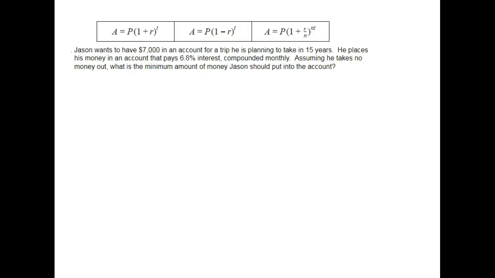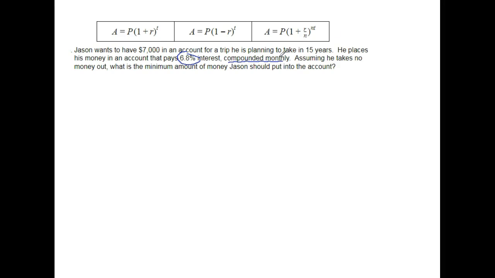Our buddy Jason wants to have $7,000 in an account for a trip he's planning to take in 15 years. Jason has always been a planner. He places his money in an account that pays this percent interest, compounded monthly. Assuming he takes no money out, what is the minimum amount of money Jason should put into the account at the beginning?